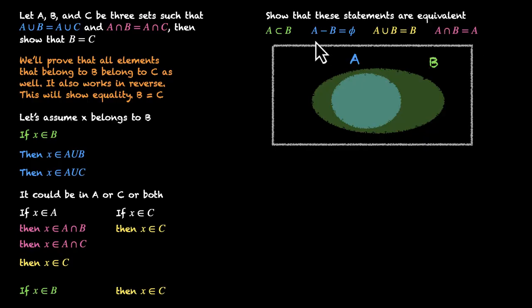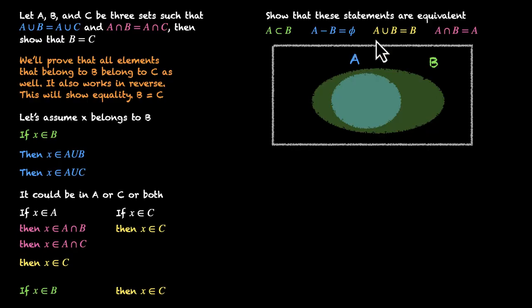The second one says A minus B is phi. So if we subtract all the elements of B from all the elements of A, what do we get? Well, A has all the elements that B also has. So if we subtract the elements that B has, A is left with nothing. And that's exactly what's written here. A minus B is phi.